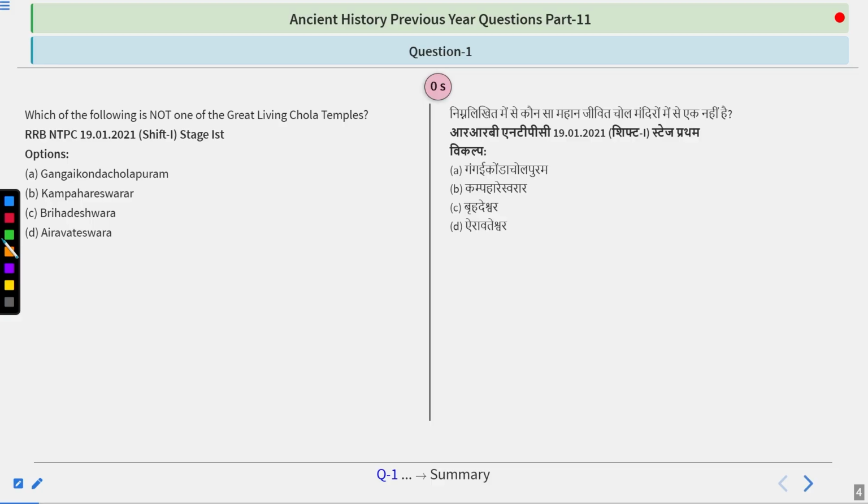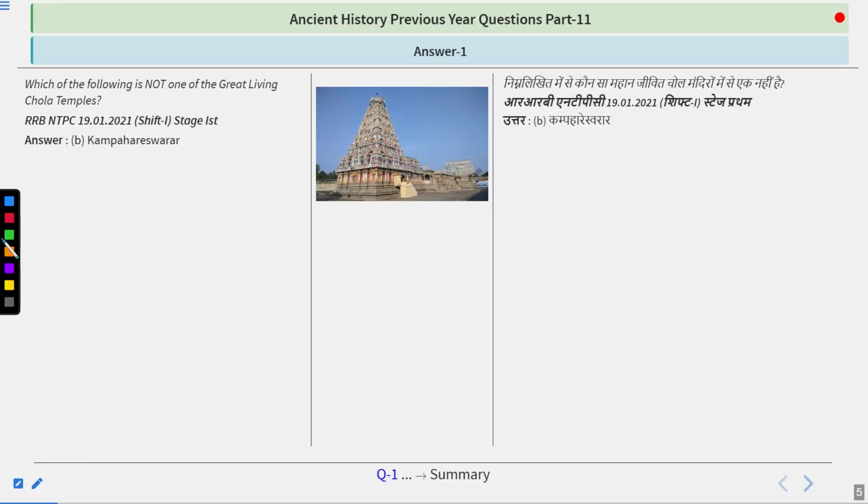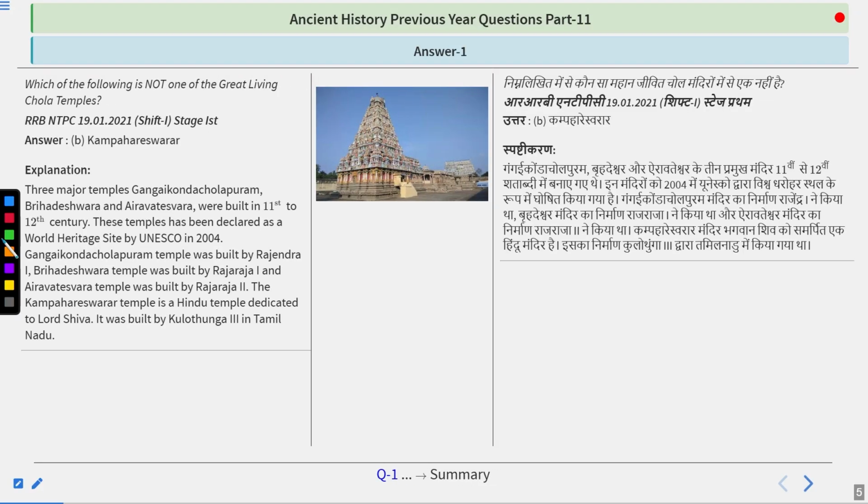I hope you got this one right, guys. The answer is Kampareshwarar. The three major temples built during the time of the Cholas were Gangai Konda Cholapuram, Brihadeshwara, and Airavateshwara, built in the 11th and 12th century. These temples have been declared World Heritage Sites by UNESCO in 2004. Recently, the 46th session of UNESCO was held in Delhi in July. Apart from that, we have a total of 43 UNESCO World Heritage Sites.